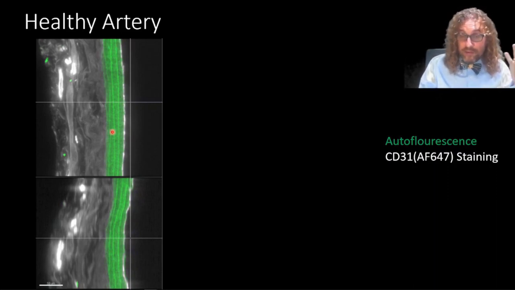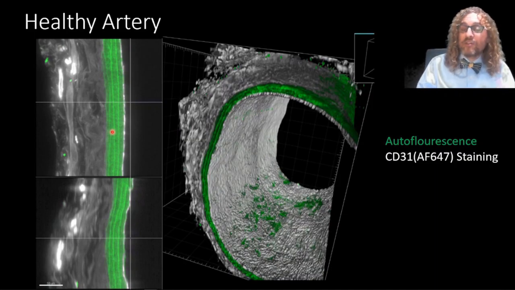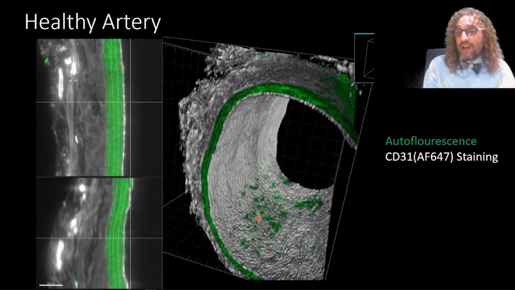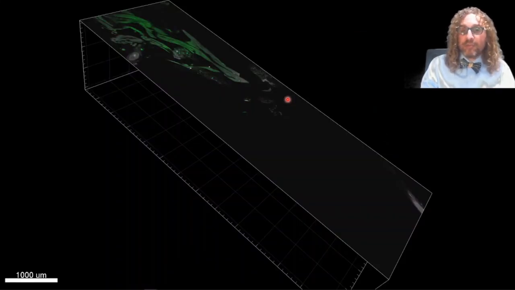This Z-stack of these images can be used to render it in 3D, where you can see this beautiful lining of the inner space of the vessel with CD31 positive cells, and here the media with its autofluorescence. We got really excited that we could see this, so immediately I told Nick, well, we have to see if we can see an injured artery and see a stenosis and neointimal hyperplasia. I'm going to show you a video here.